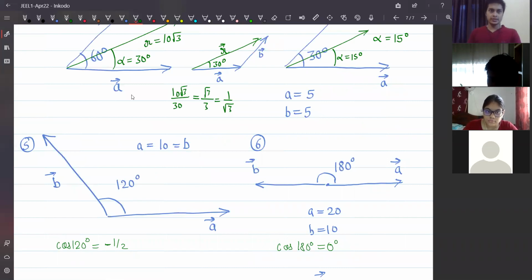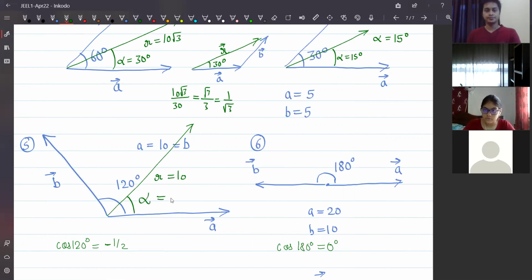Nirmit, what will be the answer for this one? Fifth one? The R vector will be like this. R will be 10, correct. And the value of alpha, this angle alpha? 60 degrees. Again, you can either do just half of it because both vectors are equal, or you can use the formula here.